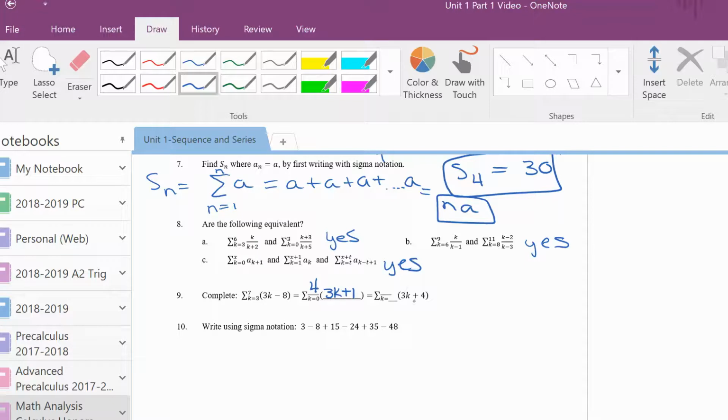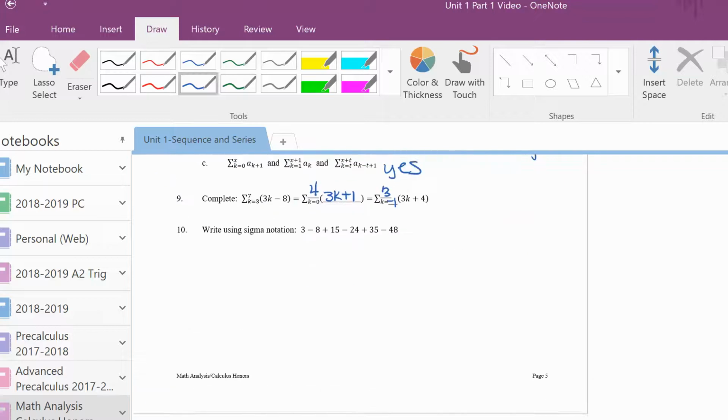So same thing here. The first term has to be 1. So I'd have to start with k as negative 1. And the last term has to be 13. So I'd have to make this 3. And that would make it equivalent.